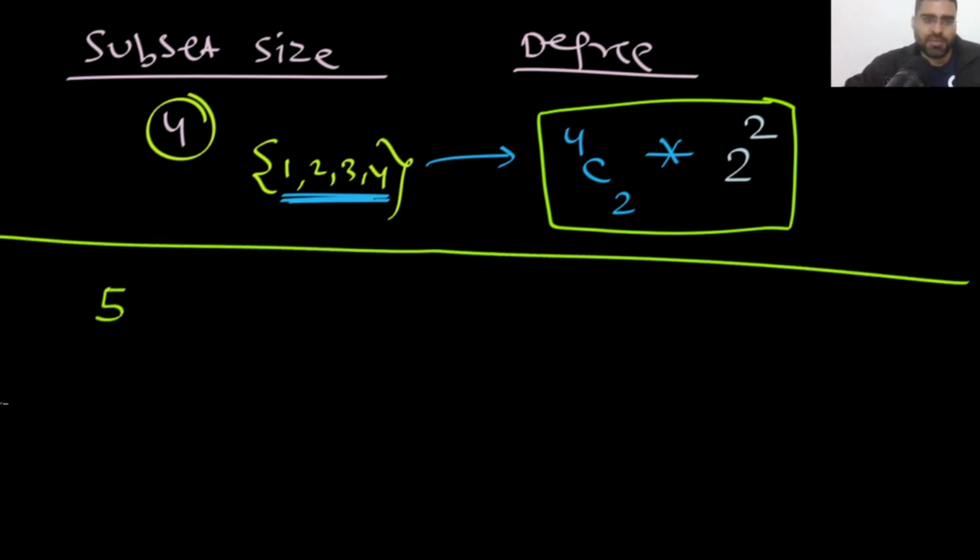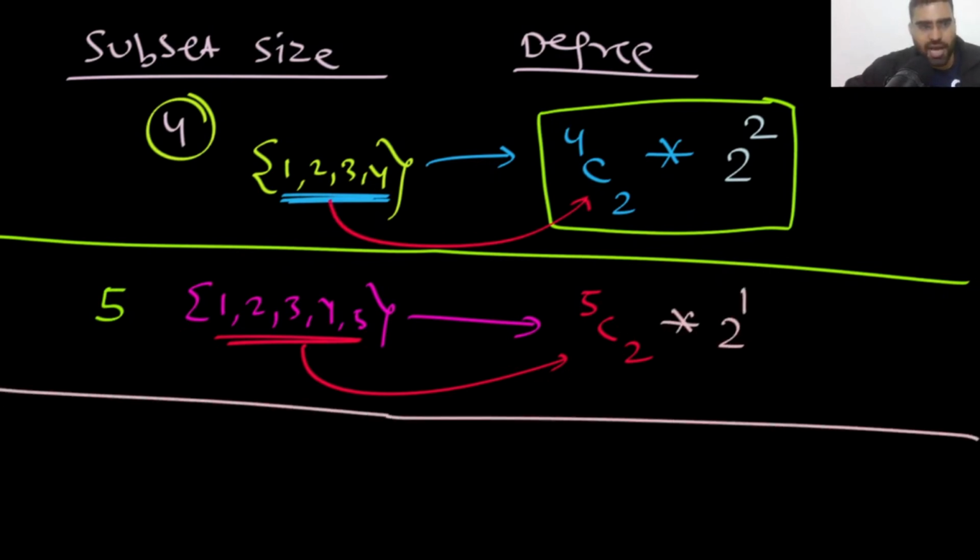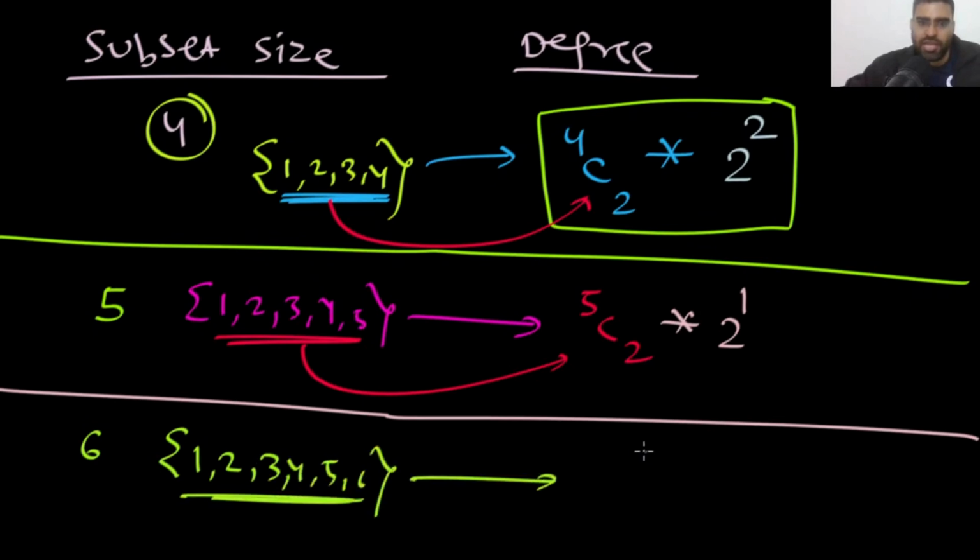Also, if you say subset size 5, like consider this subset 1, 2, 3, 4, 5. From these 5 you take 2 people, and the remaining person has 1 choice. The remaining element, either you take it or you leave it. Next, size 6, finally this vertex. Just take 2 elements from here. That's it. Now, which is the largest value?